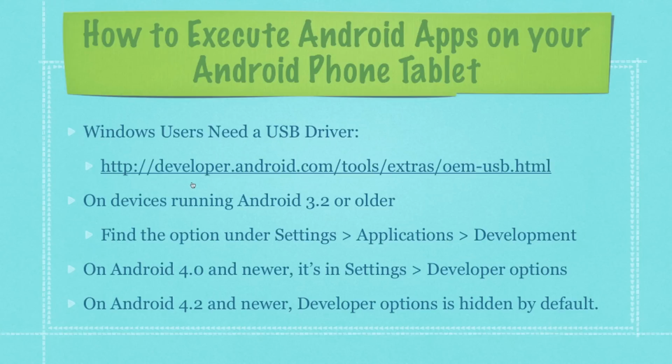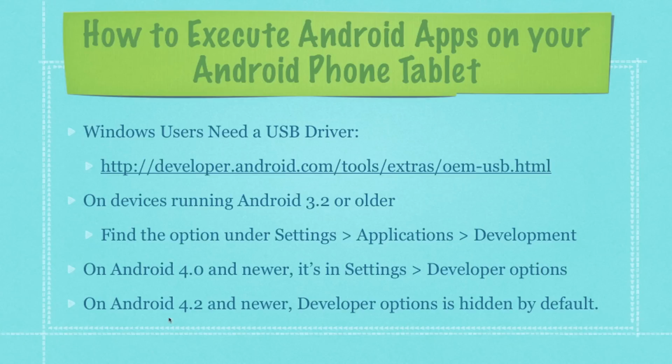And all of those are available at developer.android.com, tools, extras, oem-usb.html. Again, the link is available in the article that's underneath the video. Then, after you do that, Mac users, you don't have to install any drivers. Now, if you are running a device that is using Android 3.2, you're going to be able to get into the development part for your device by going Settings, Applications, Development. If you're on Android 4.0 and newer, other than 4.2, you're going to want to go to Settings, Developer Options.